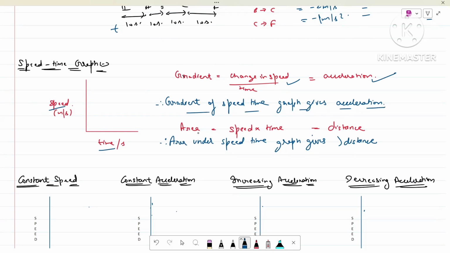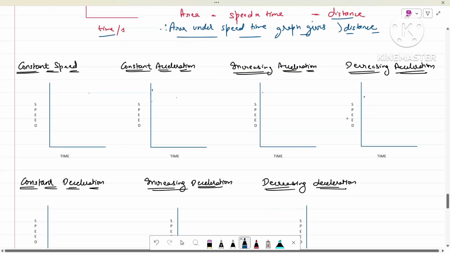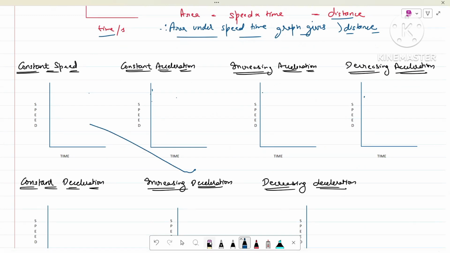And what about the area? If we have to find the area, it will be speed into time. And we know that speed into time is distance. Therefore, area under speed time graph gives distance. Now we will draw different speed time graphs. First, when an object is moving at a constant speed, this means with the passage of time, its speed is not changing. So its graph will be a straight line parallel to the time axis.